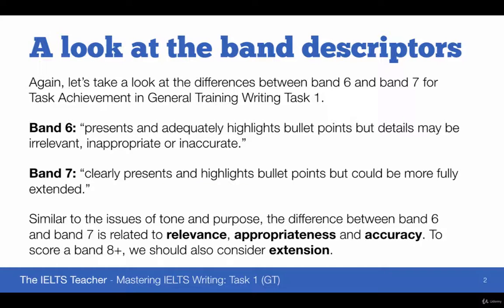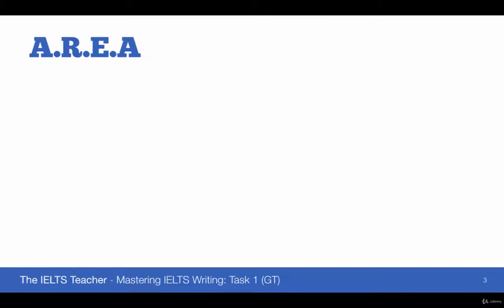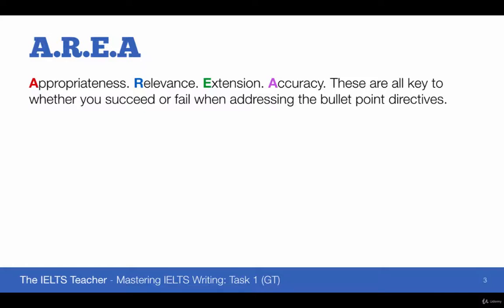So we have these 4 ideas: relevance, appropriateness, accuracy, and extension. Fortunately, if you put those letters together, you can come up with a memorable term: area. A-R-E-A, for appropriateness, relevance, extension, and accuracy. So these are all key to whether you succeed or fail when addressing the bullet point directives. Now we're going to look at each one of these in turn, look at what would fail in terms of achieving these criteria, and also what would succeed.